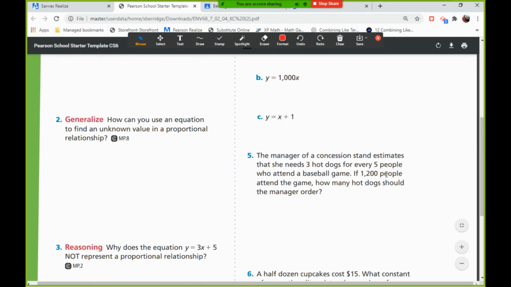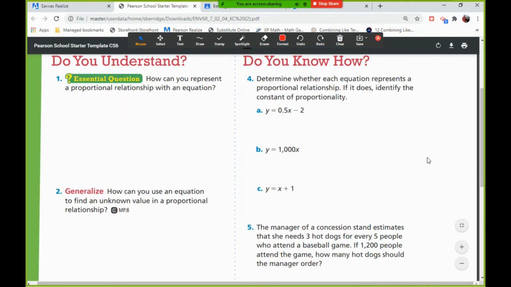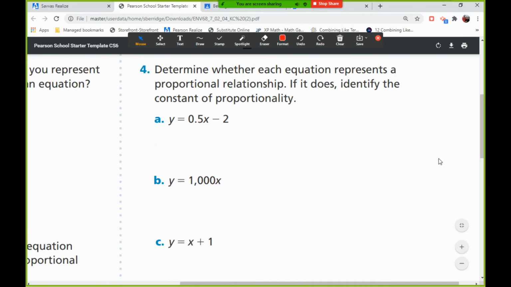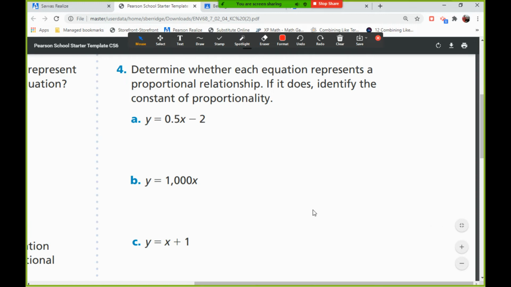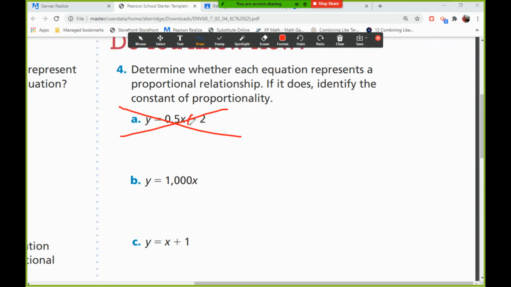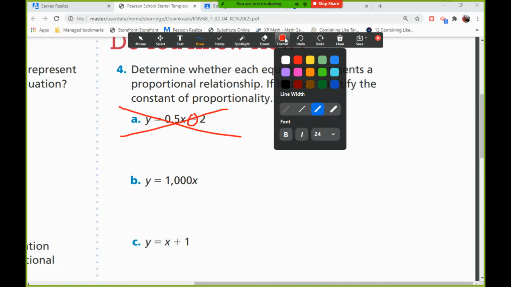Okay, let's have a look here. Number 4. This is a great example of what you might have seen on your warm-up the next day. Determine whether each equation represents a proportional relationship. If it does, identify the constant of proportionality. These are very quick. Look, minus 2, non-proportional, because it has subtraction. This one, no subtraction, so it is proportional.